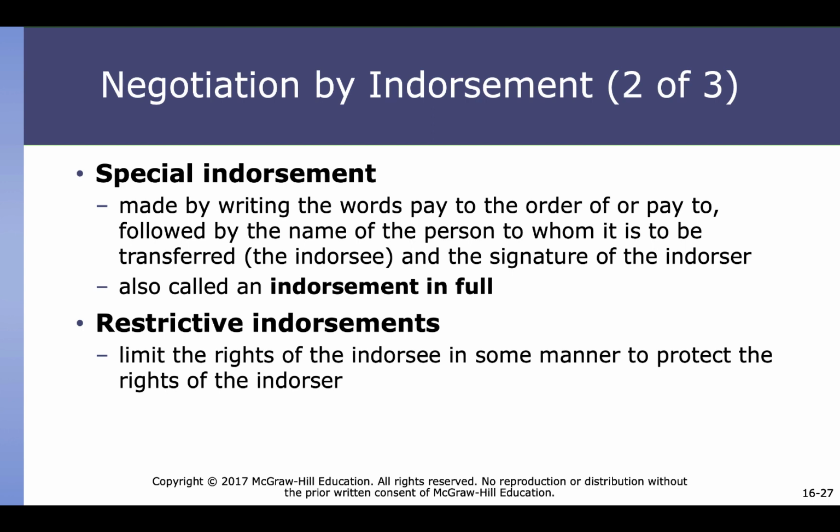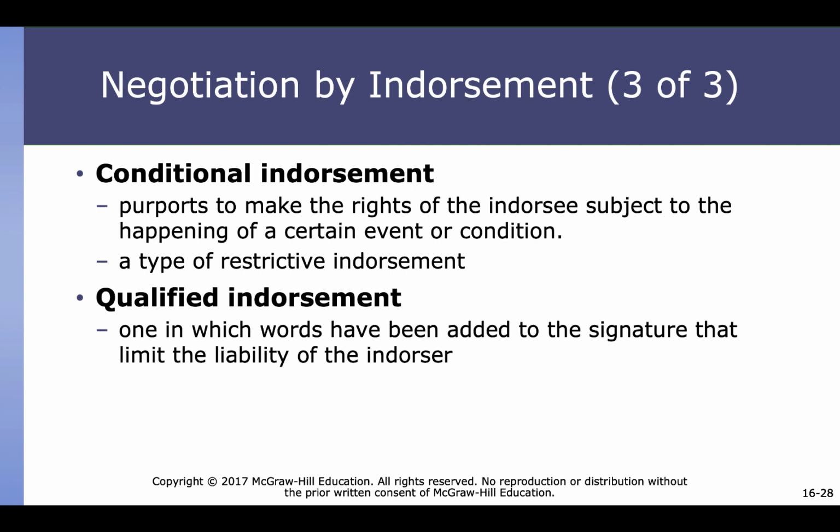You can also make special and restrictive endorsements to protect yourself. A special endorsement is made by writing the words "pay to the order of," or "pay to" followed by the name of the person to whom it is to be transferred and the signature of the endorser. If I have a check made out to me, Ashley Schick, and I want to transfer that to someone else, I can, on the back of that check, write "pay to the order of John Smith," and I sign my name, Ashley Schick. And this gives John Smith the right to accept that negotiable instrument and collect on it. Restrictive endorsements are going to limit the rights of the endorsee in some manner to protect the rights of the endorser.